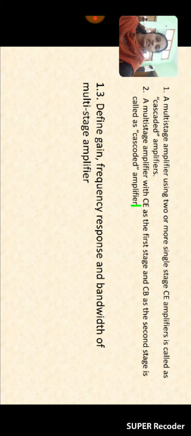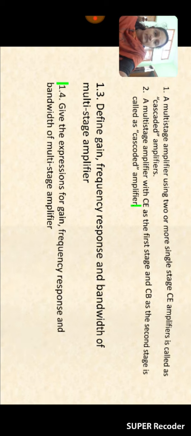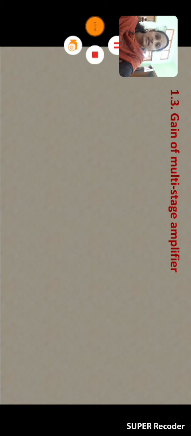Okay. And now, the characteristics of an amplifier. Amplifiers have the following characteristics. First one is gain. Next one is frequency response. Third one is the bandwidth of the multi-stage amplifier. Coming to the gain, for any device, gain is defined as the ratio of output to the input, like this.